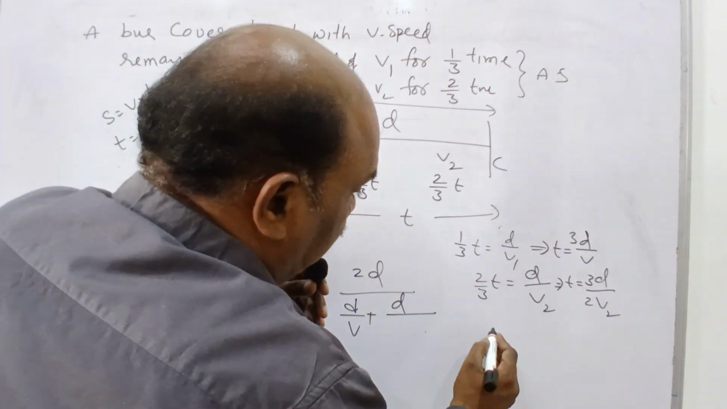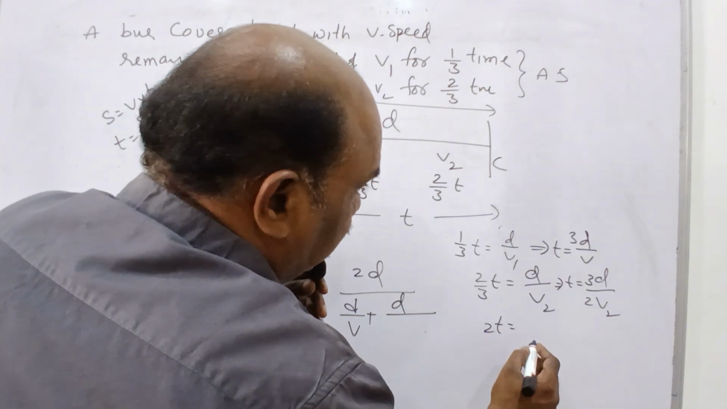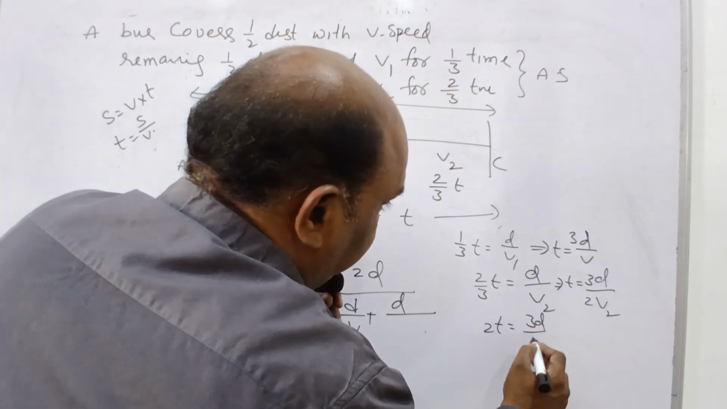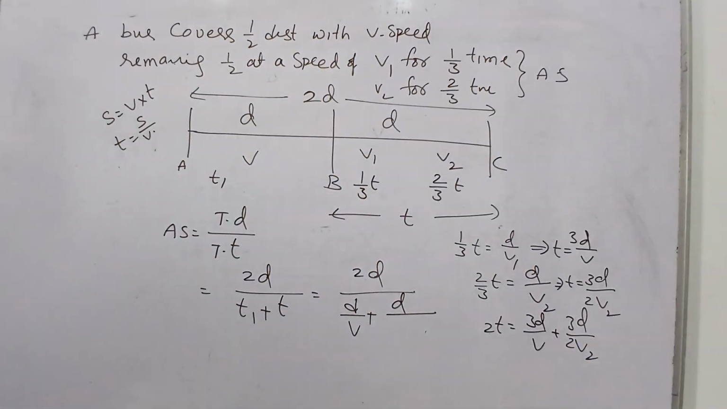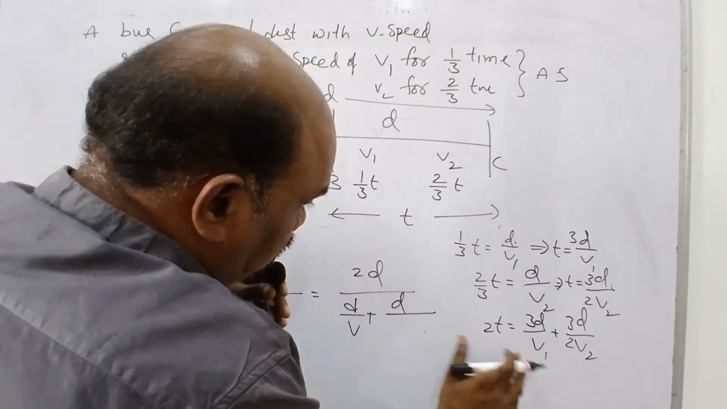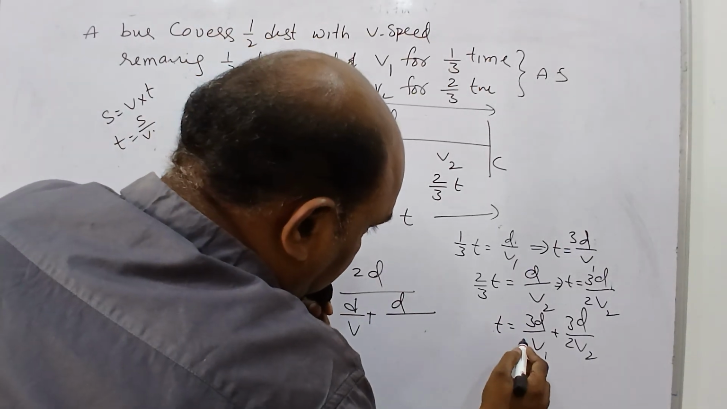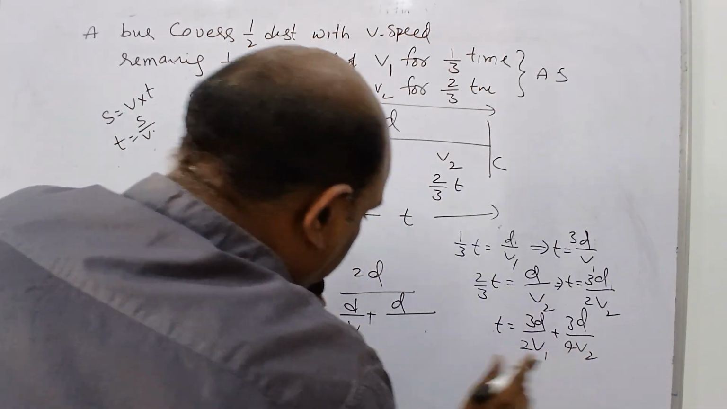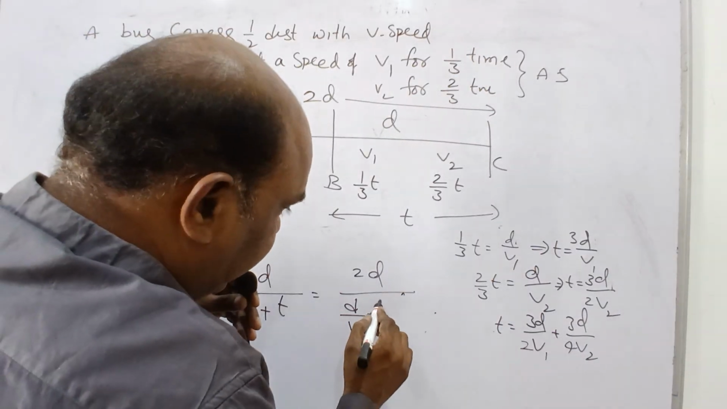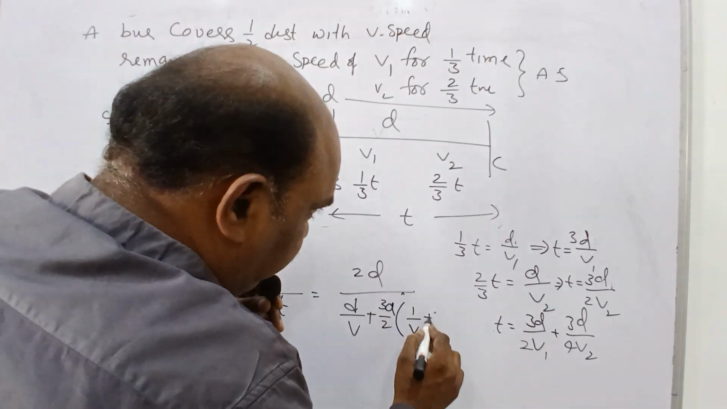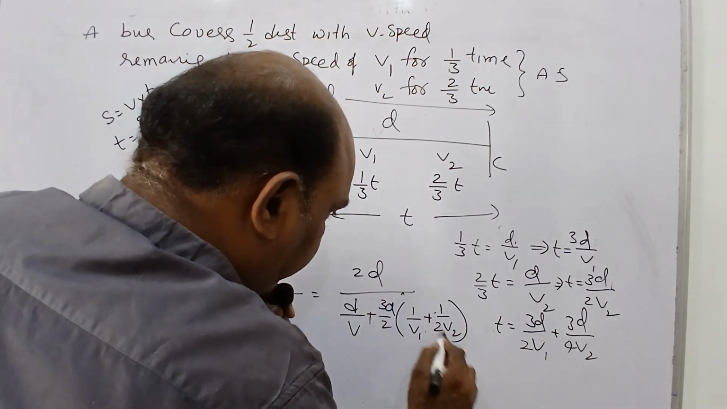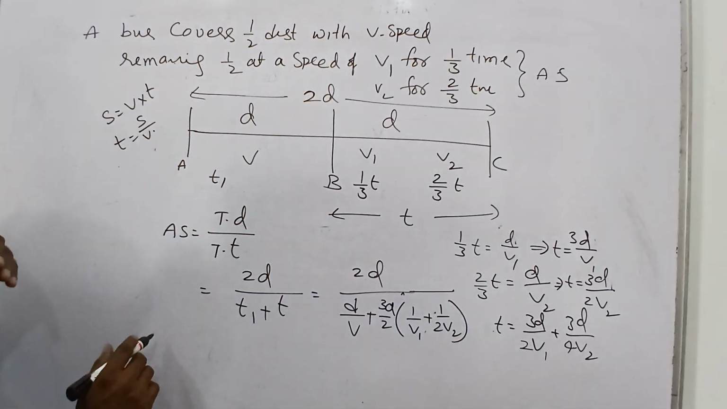3d by 2v2. Now if you add these two, 2t is equal to what will happen? 3d by v plus 3d by 2v2. Now the time value you calculate, 3t common, beta. Now see beta, the t value: if you want t, this 2 goes to this side, t is equal to 2, this becomes 4. Now this total value I will substitute here. 3d take common into 3d by 2 take common. So 1 by v1 plus 1 by 2v2. So shall I rub this?